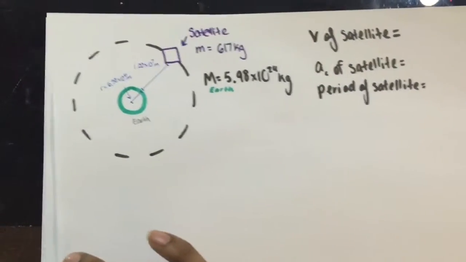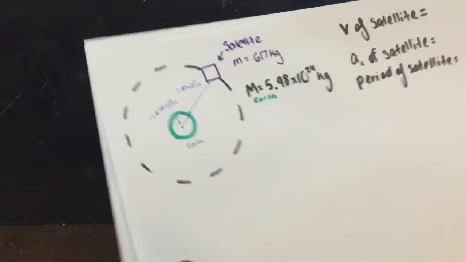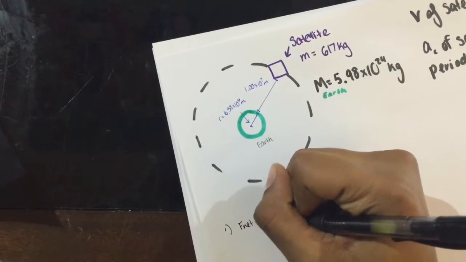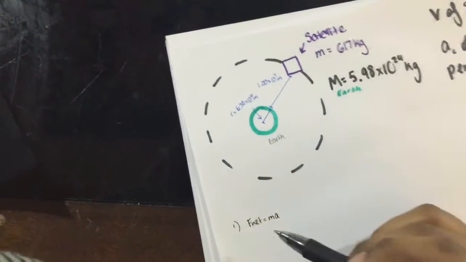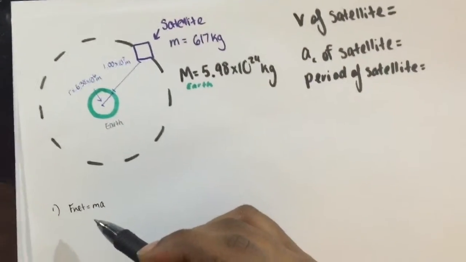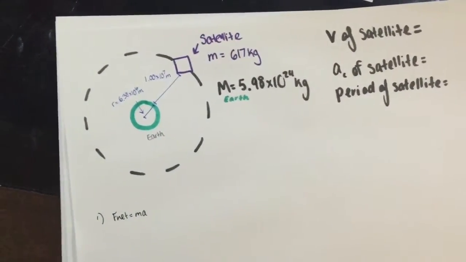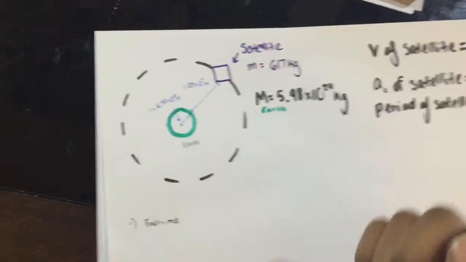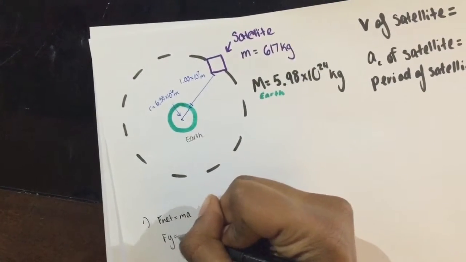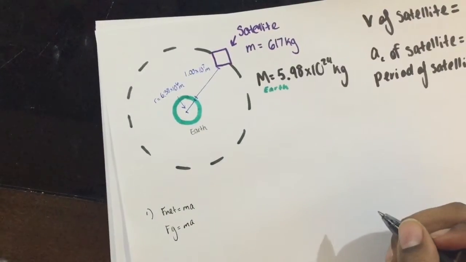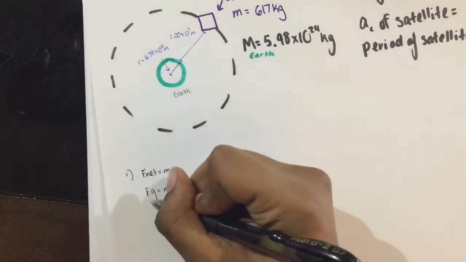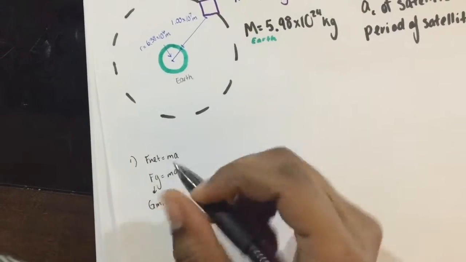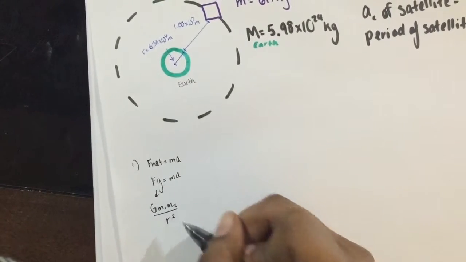Okay, so to solve for the velocity, we're going to use a couple of formulas. We're going to use F net equals ma. The F net in this circumstance would be the force of gravity, because that is what is keeping the satellite in orbit. So Fg equals ma. And the formula for Fg is the universal constant times mass 1 divided by the radius squared.